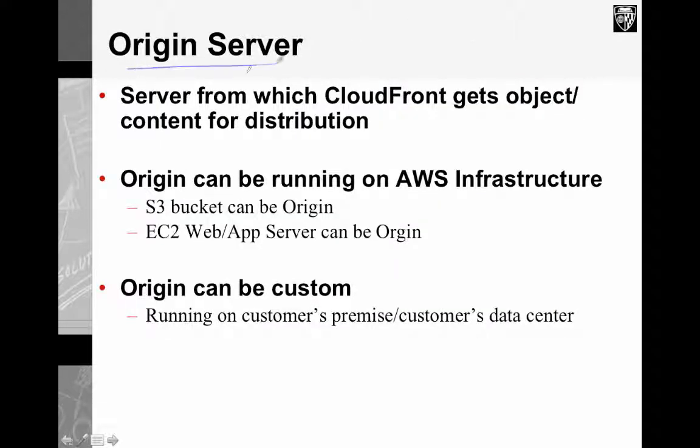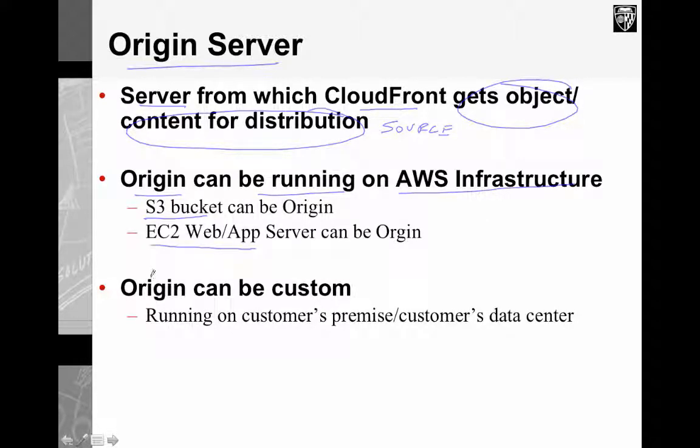Okay, let's look at origin server. We've kind of seen origin server. It's really the server from which CloudFront gets the original object or the original content for distribution. This is the original source of content. Origin can be running on AWS infrastructure. What that means is that your origin can be the S3 bucket, or your origin can be an EC2 web application server. Either one can be an origin, but they're running in the AWS infrastructure.